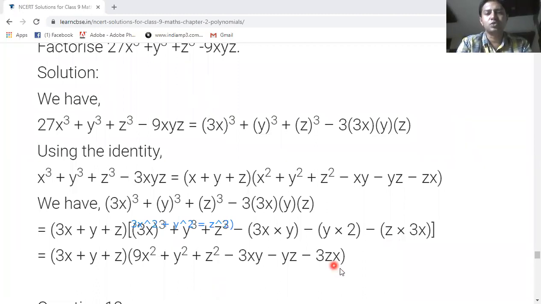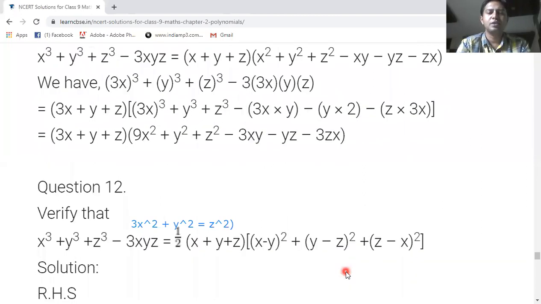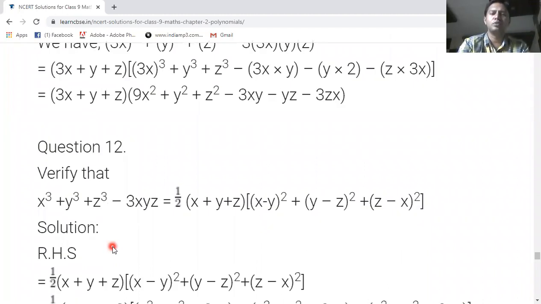Now the next question in front of us, we need to verify this: x cube plus y cube plus z cube minus 3xyz is nothing but half of x plus y plus z, next bracket, x minus y whole square plus y minus z whole square plus z minus x whole square. So the identity of a minus b whole square will help us out.